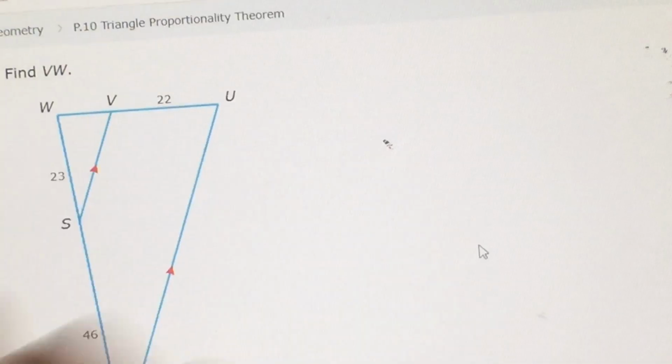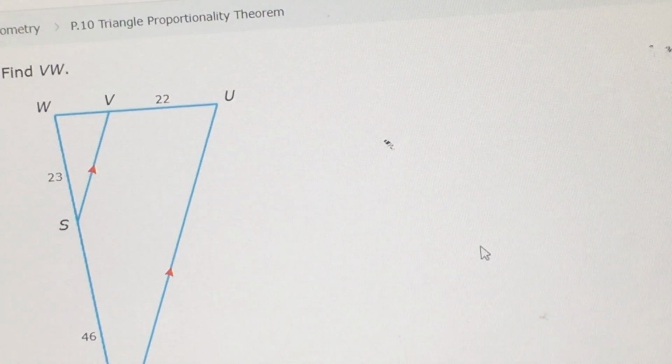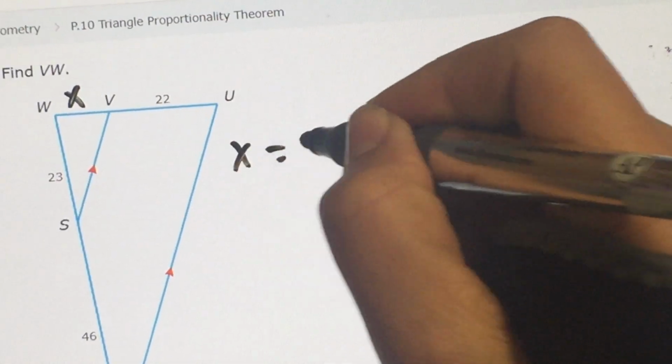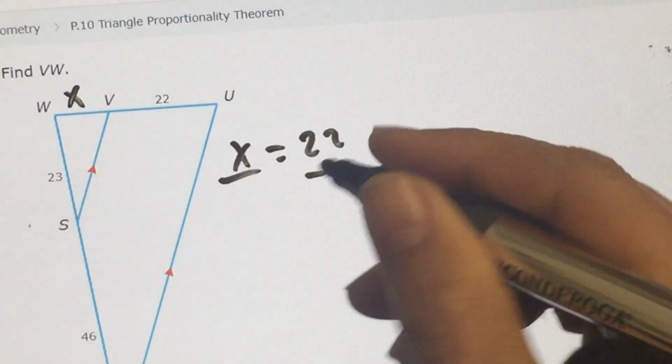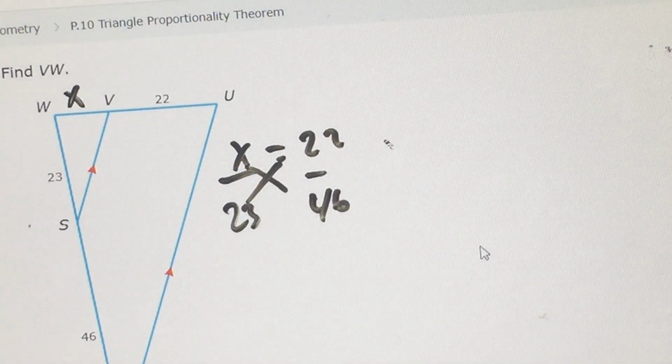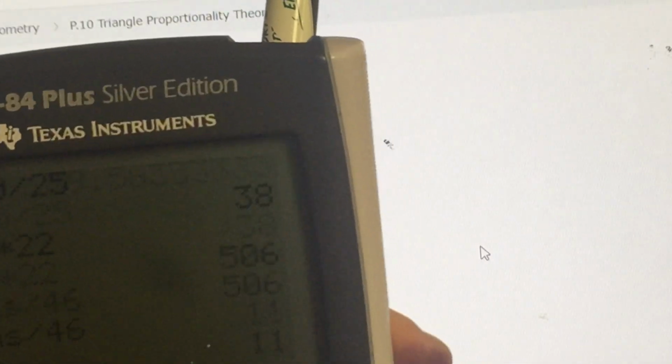Look for the parallel lines in any triangle, and you can do the triangle proportionality theorem. So again, you're finding that x goes with 22, and 23 goes with 46. Cross multiply and divide. So 23 times 22 divided by 46, 11.